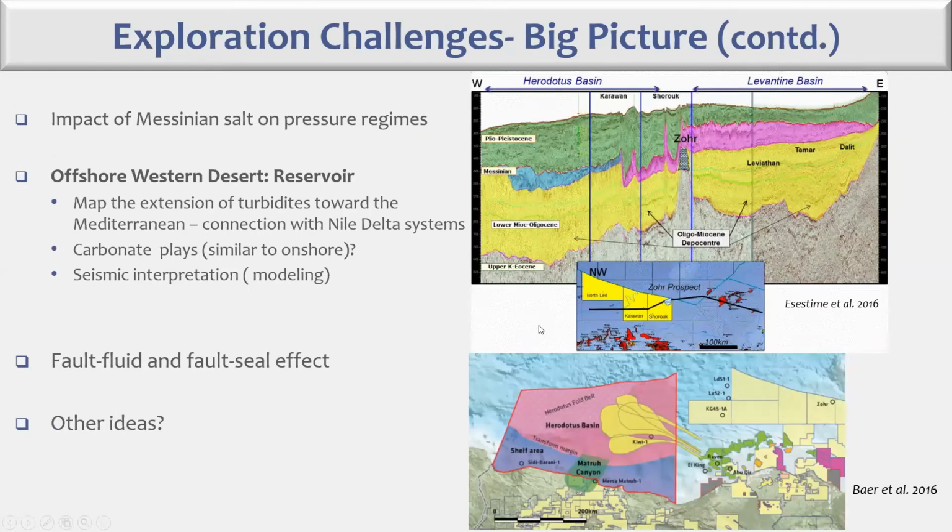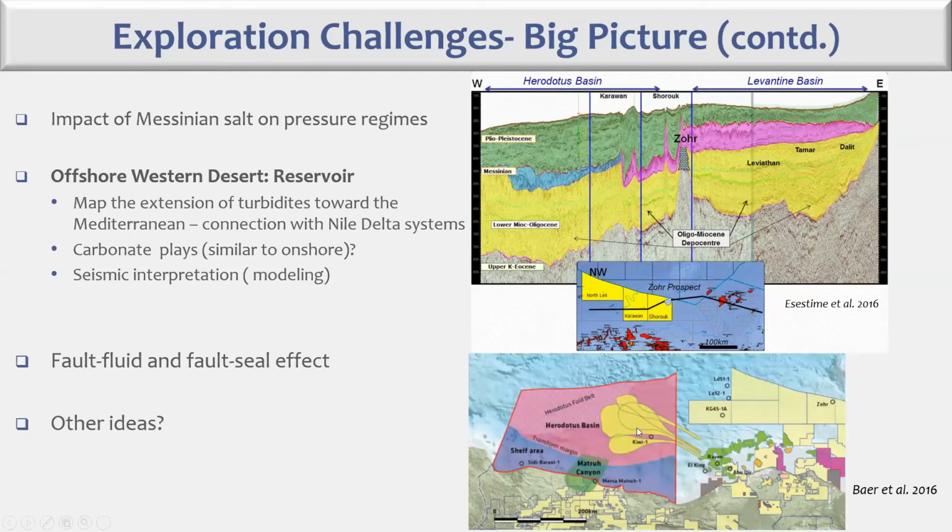Next, we'll move to the Nile Delta. You see here an interpreted seismic profile from the Herodotus Basin to the Levant Basin in one figure, in the top right figure. This shows the Oligocene-Miocene sequence with the Zohr discovery sitting right in the middle. You also see the Messinian late Miocene evaporites, or salt, in the pink band, which add a level of complexity to the understanding of the pressure regimes in the region.